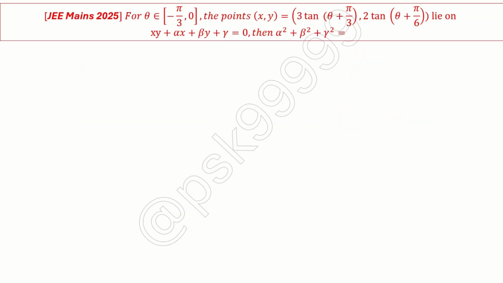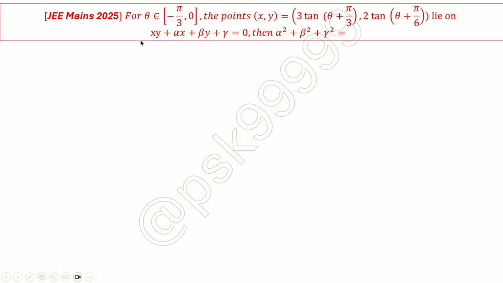So for theta belonging to minus pi by 3 to 0 inclusive, the point (x, y) equals (3 tan(theta plus pi by 3), 2 tan(theta plus pi by 6)) lies on xy plus alpha x plus beta y plus gamma equal to 0. Then what is alpha squared plus beta squared plus gamma squared?